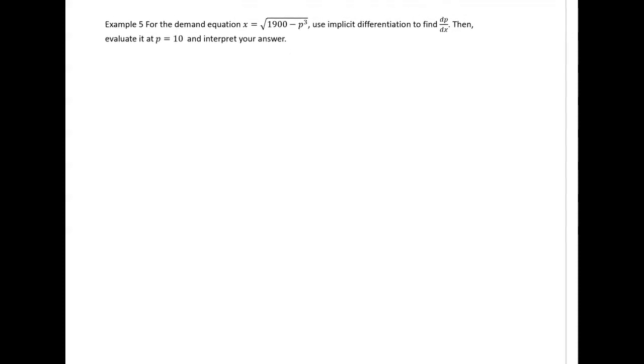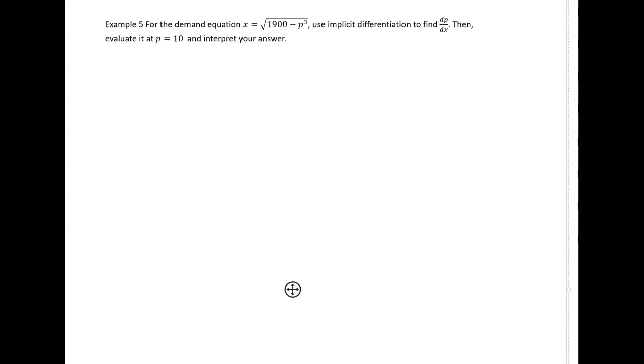In example 5, we have a demand equation. x is equal to the square root of 1900 minus p cubed. We want to use implicit differentiation to find dp/dx, and then evaluate it at p is equal to 10 and interpret our answer. So in this example, think of our p as being y. So p is our dependent variable in this case, and x is still our independent variable.